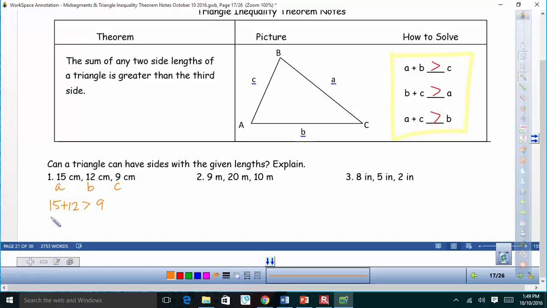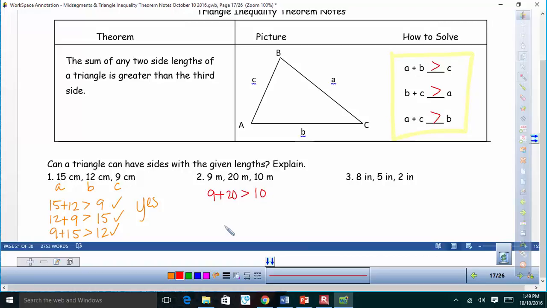Yes. Okay, no question. 12 plus 9, is that bigger than 15? Okay. And what's the only 2 I haven't added together yet? 9 plus 15, is that going to be bigger than 12? Yes. So yes, all of these can be sides of a triangle. Okay, let's try number 2. So if I do 9 plus 20, is that going to be greater than 10?